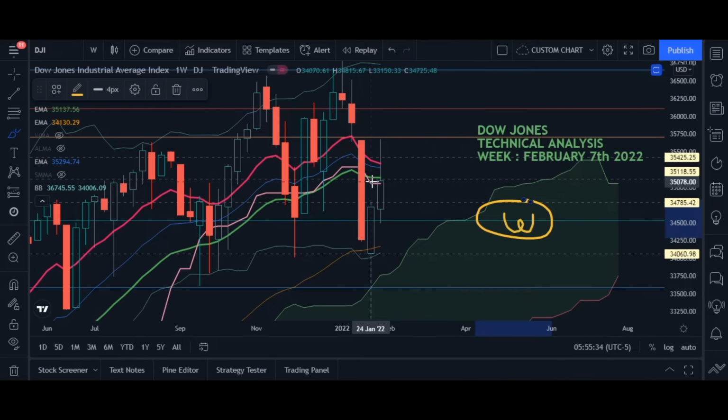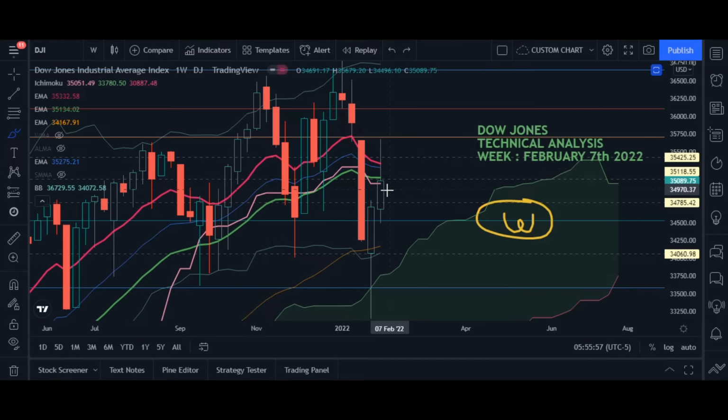Weekly chart means one candle represents 1 week, not 1 day or 1 hour. One candle means 1 week. Now, let's do the technical analysis here. This is the lower band of the Bollinger Band. This is the median of the Bollinger Band. The market is in between the lower band and the median of the Bollinger Band, which means the market is clearly bearish.